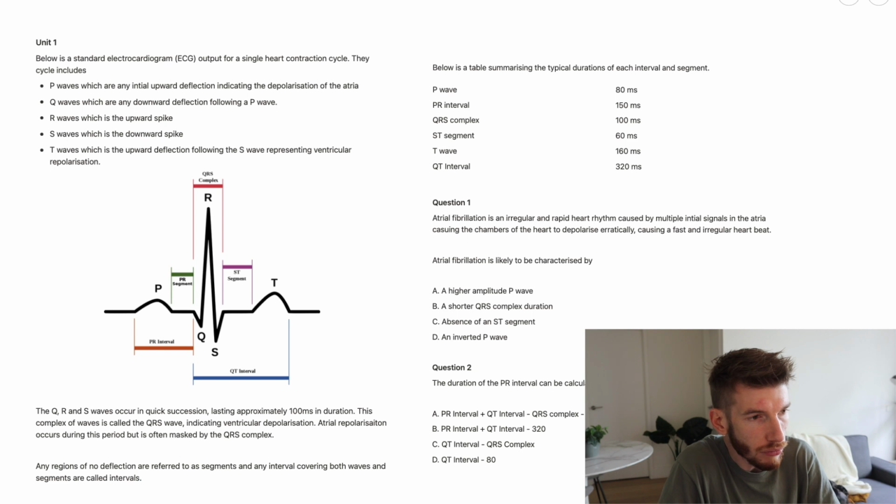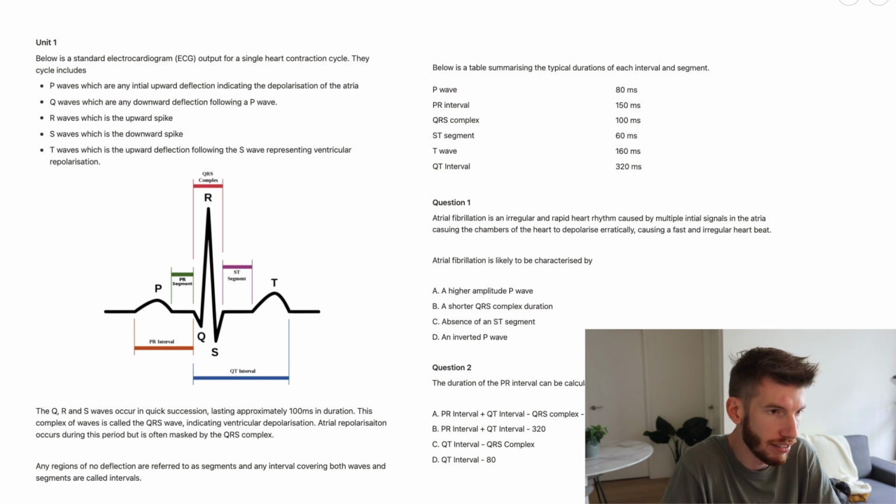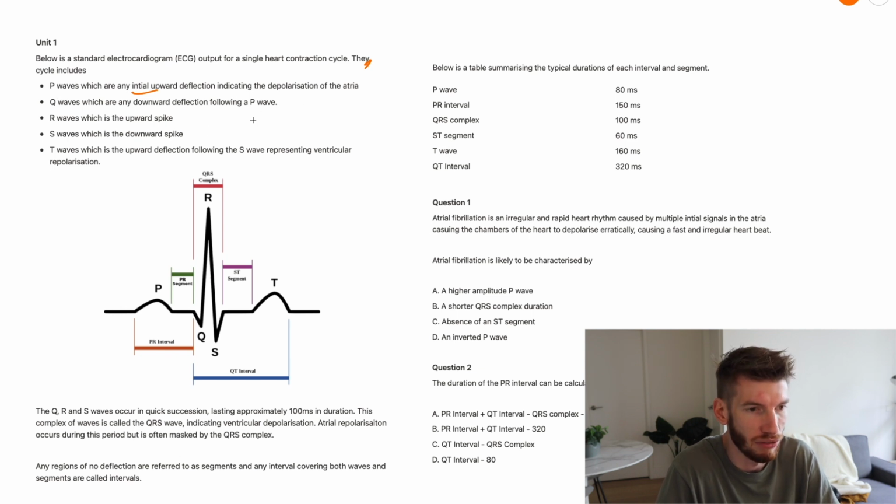Below is a standard electrocardiogram output for a single heart contraction cycle. The cycle includes, bit of a typo there, P waves, which are any initial upward deflection indicating the depolarization of the atria, and Q waves, which are any downward deflection following a P wave. So it's just explaining everything that's in the graph. You may want to keep reading, or you may want to skip over it. I'm going to skip over at this point and jump to this one because it's a little bit longer.